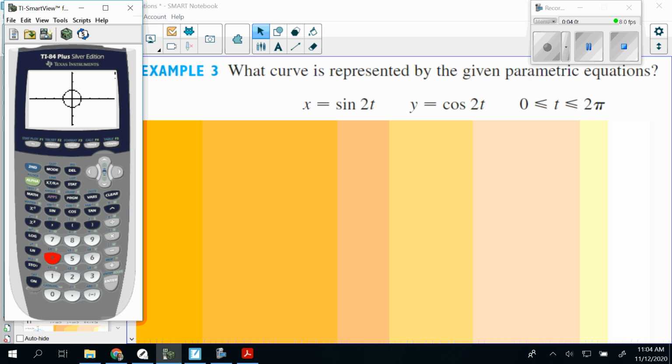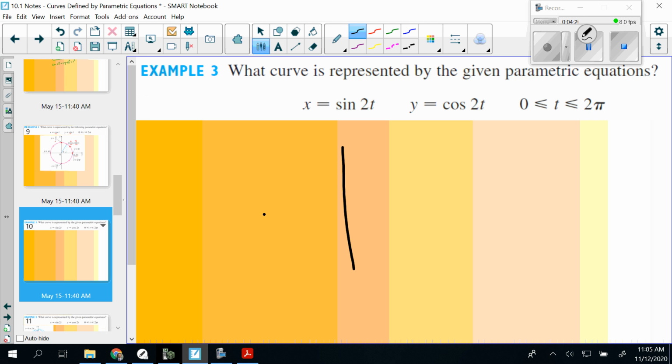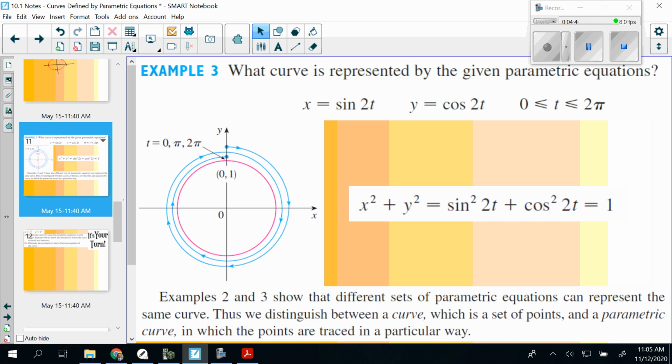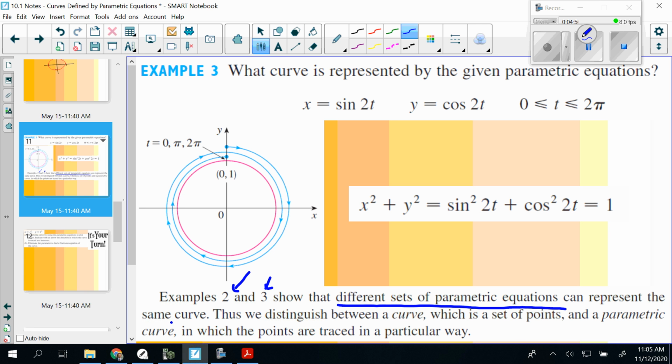So if we graph this out, it looks like this is also giving us the unit circle. You can see that it gives us a circle there with a radius of 1. So this one also is going to give us a unit circle. So what we've seen then is that both of the last two examples that we did show that different parametric equations can represent the same curve. The first one we had gave us a unit circle. This one also gave us a unit circle.